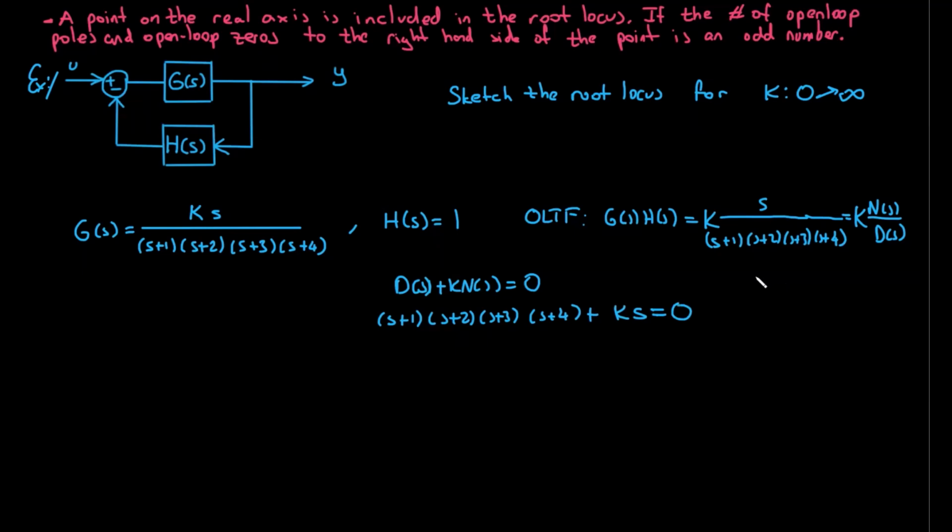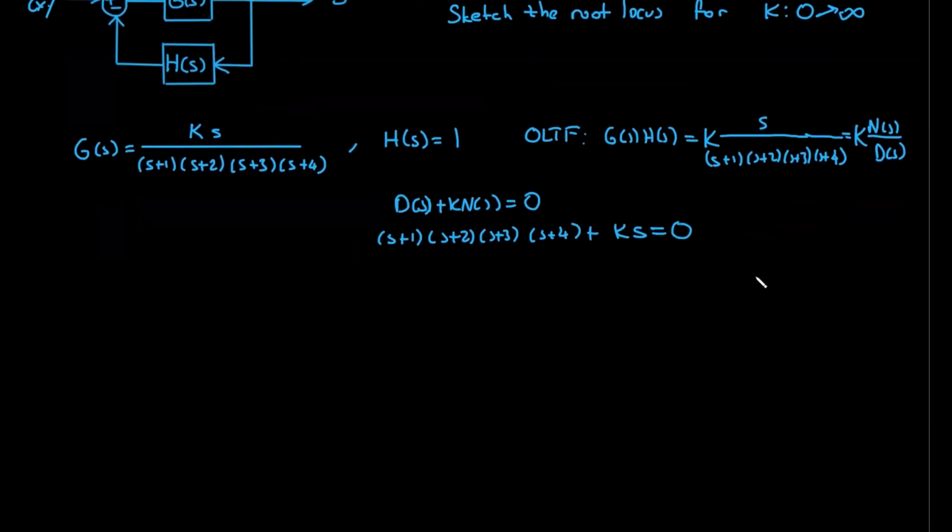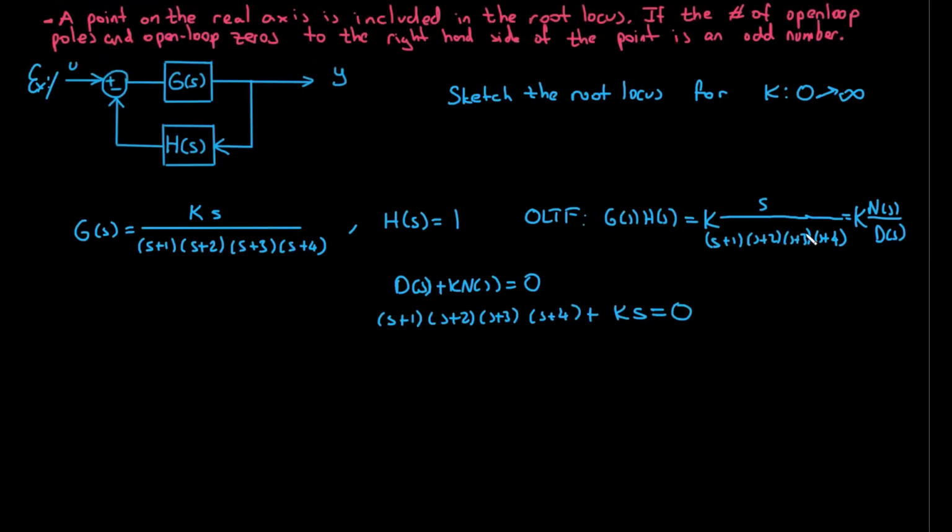So I will sketch the root locus for the closed poles of this open loop transfer function, given in the form of K times N(s)/D(s). I will do that by writing down the rules of sketching root locus, and I will try to explain each rule and why we say that. The first rule is the start and end points of the root locus.